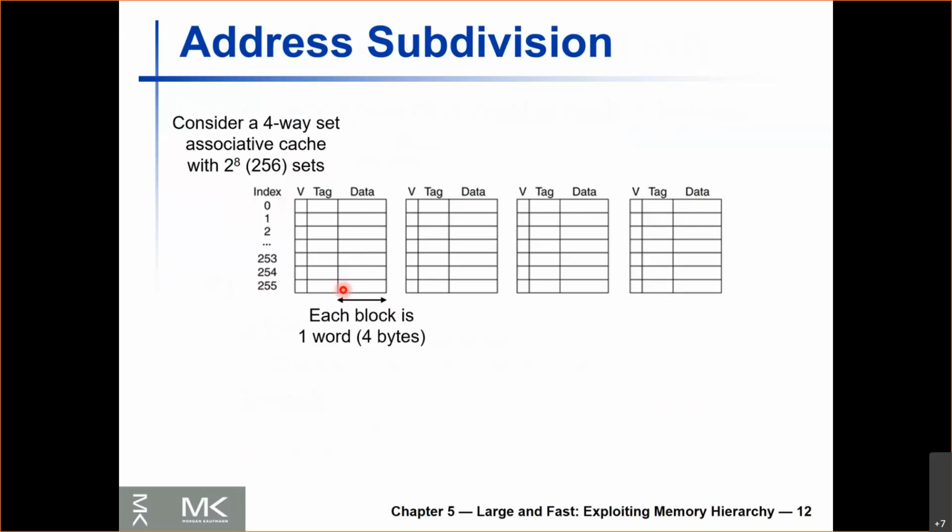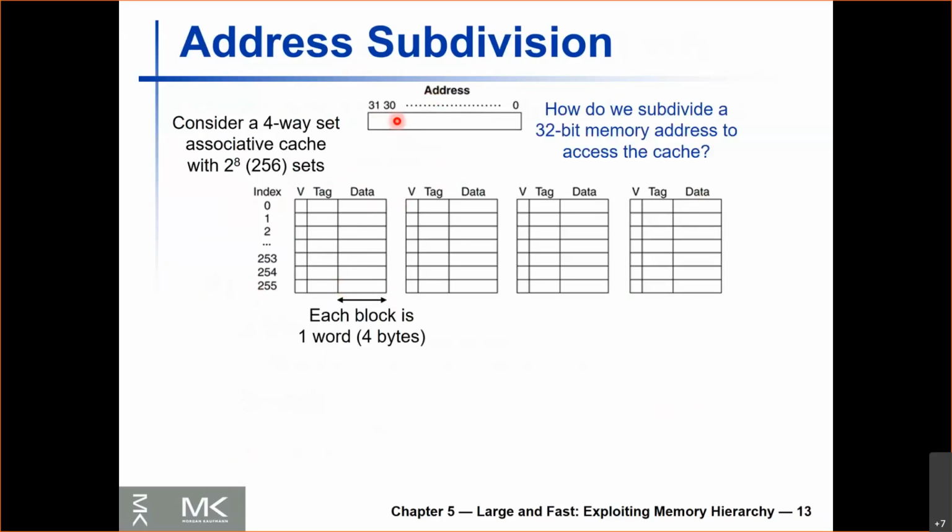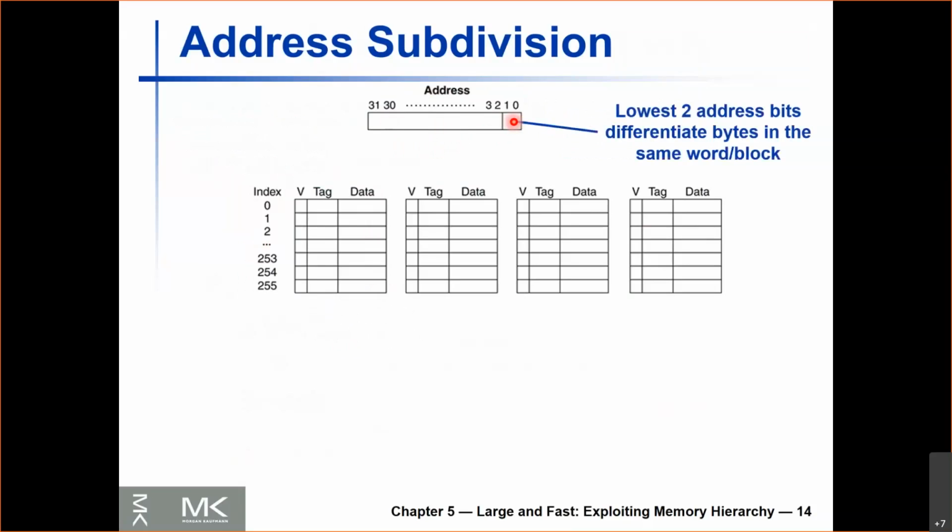So in this cache design, if we have a 32-bit address, the question is, how do we take this 32-bit address and subdivide it in order to index our cache? Well, first of all, each block in the cache is 1 word. So the lower 2 bits in my address are going to be the byte offset. These lower 2 bits distinguish the different bytes inside of a single word. So these are not going to be useful for indexing my cache.